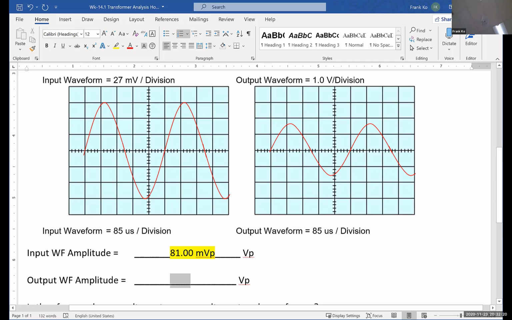1.6 volt. 1.60 capital V peak. Is everybody all right with those numbers so far? Yeah. Okay, now let's go highlight that. And then what else are we looking for?